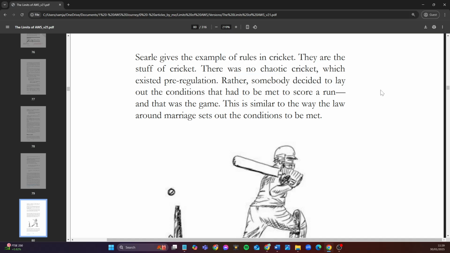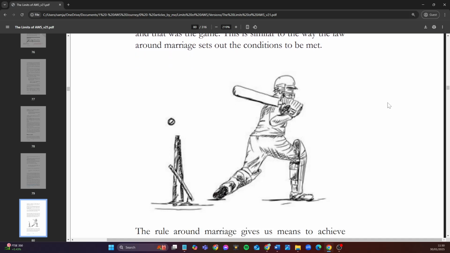Searle gives the example of rules in cricket. They're the stuff of cricket. There was no chaotic cricket which existed pre-regulation. Rather, somebody decided to lay out the conditions that had to be met to score a run, and that was the game. This is similar to the way the law around marriage sets out conditions to be met.